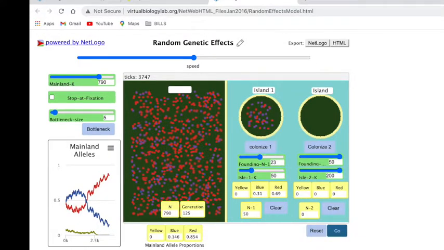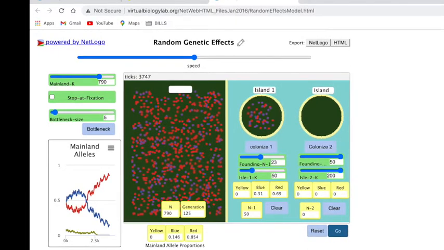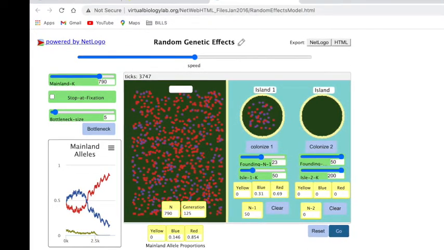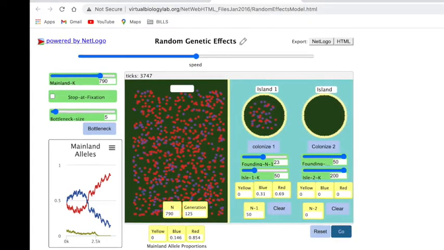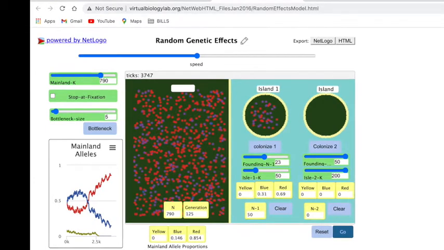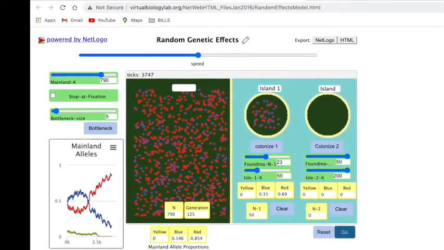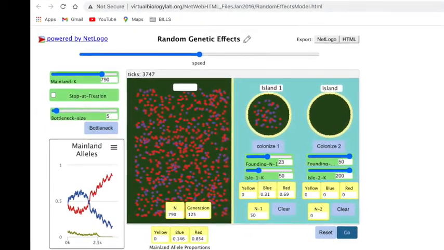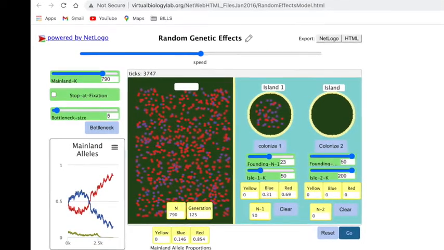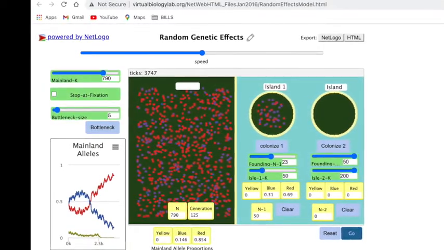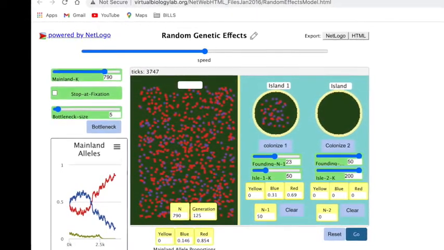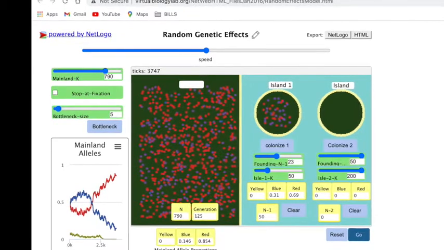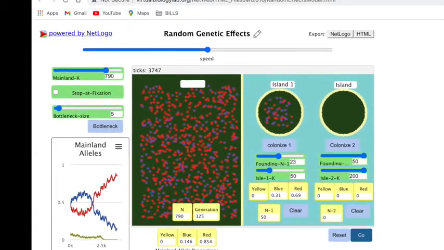My second model is called the random genetic effects. This model provides an illustration of random genetic drifts, bottleneck effects, and founder effects. There are 3 dominating populations: red, yellow, and blue. You are able to adjust the mainland population size and also put them through a bottleneck. You are also able to colonize the 2 islands off of the coast of the mainland with any random subset of the mainland population.